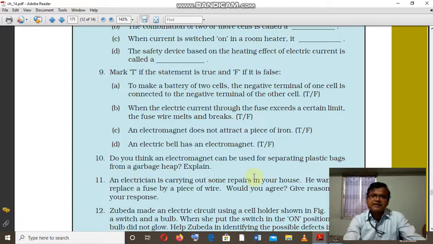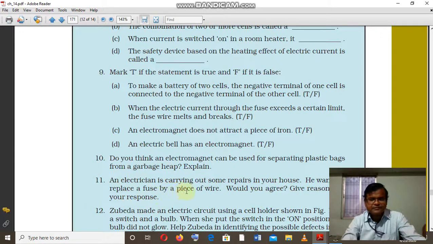D, an electric bell has an electromagnet. True. Question number 10. Do you think the electromagnet can be used for separating plastic bags from the garbage? Plastic is a non-magnetic substance, so the electromagnet cannot be used to separate it.